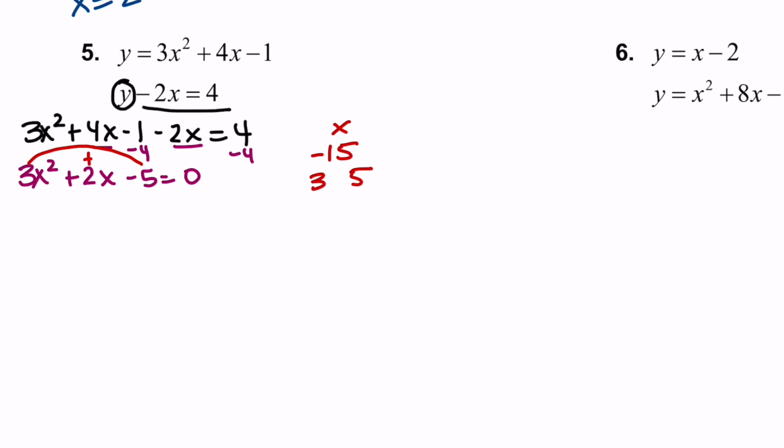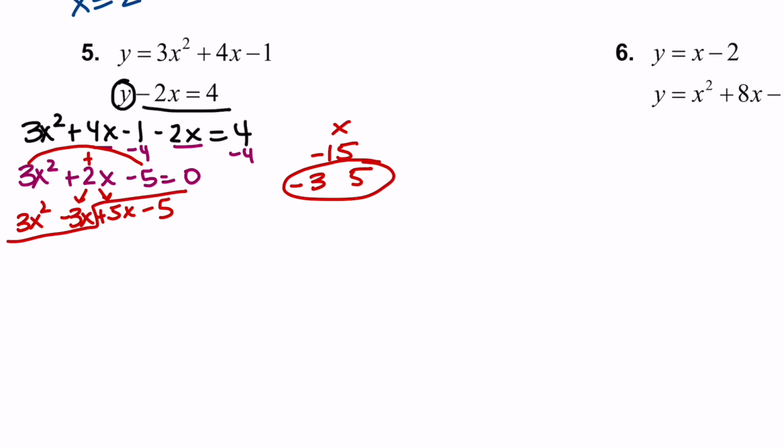3 times 5 is 15, but those are two numbers apart. I need it to add to a positive 2. What if I put in negative 3, positive 5? Negative 3 times positive 5 is negative 15, and negative 3 plus 5 is a positive 2. So those are my two numbers that I'm going to rewrite the 2x as. If I take negative 3x plus 5x and add those together, they give me 2x. So I haven't changed the problem, I've just split apart those like terms.